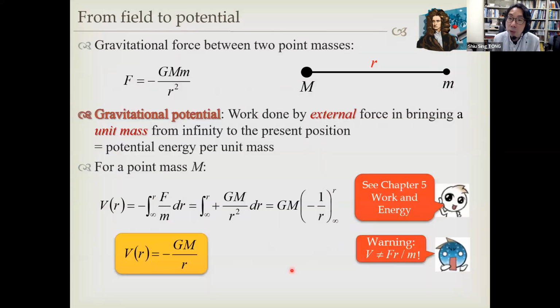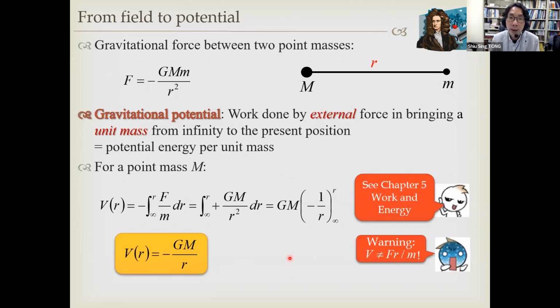Now let's discuss the gravitational potential. This is just a sort of review because we already discussed gravitational potential energy in the chapter of work and energy. Now we introduce the idea of gravitational potential, which is essentially the same as gravitational potential energy. It differs only by the mass of the body.